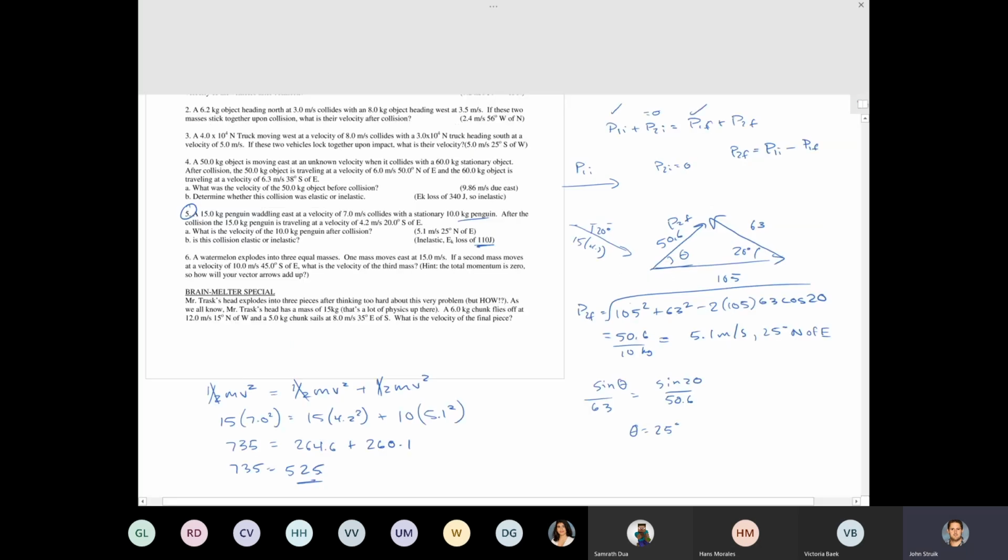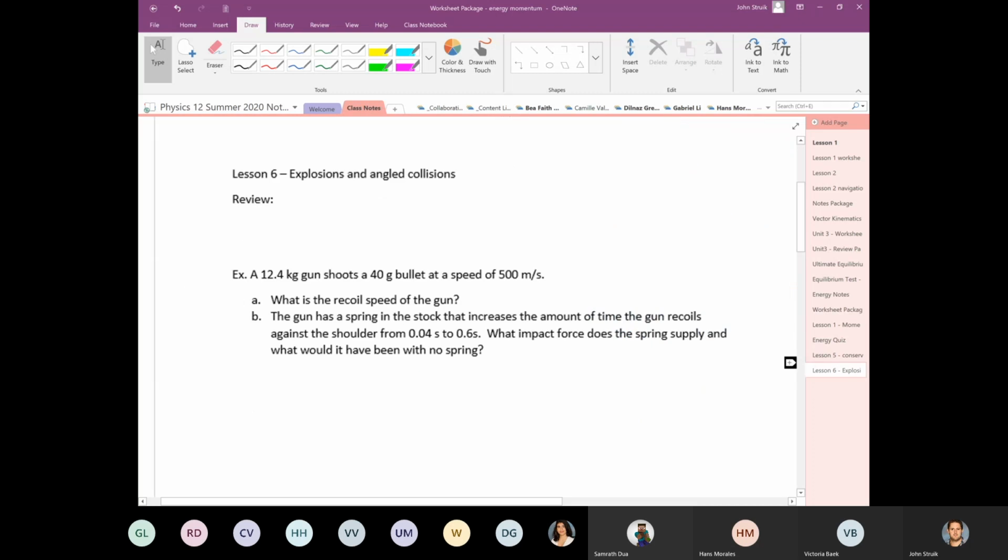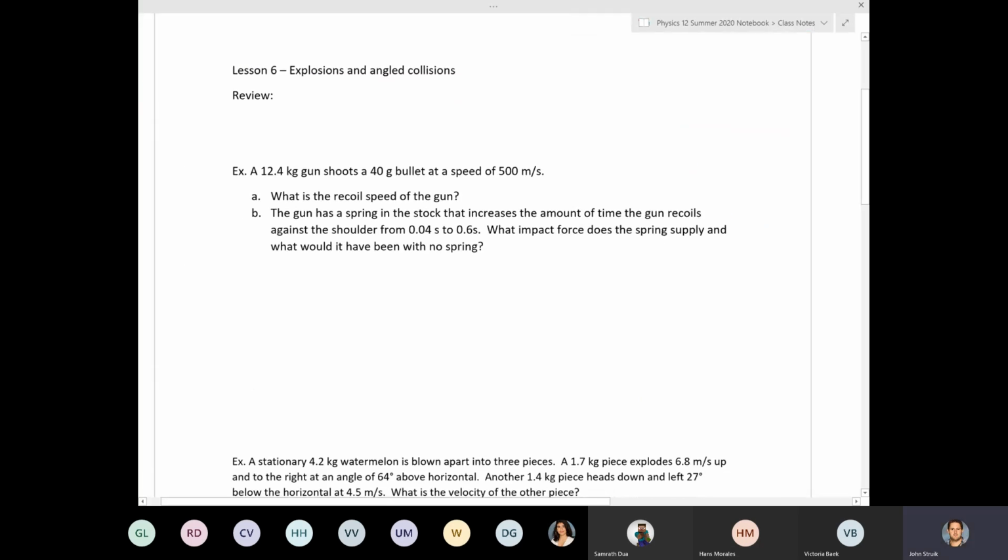Let's do the notes. Okay, explosions. So we have kind of three different scenarios here. We have two objects that collide and don't stick together, and then we have two objects that do stick together, so you have one object after the collision. In explosions, we have an initial object with some momentum, and usually it's 0, but it doesn't have to be 0. It could be moving already.